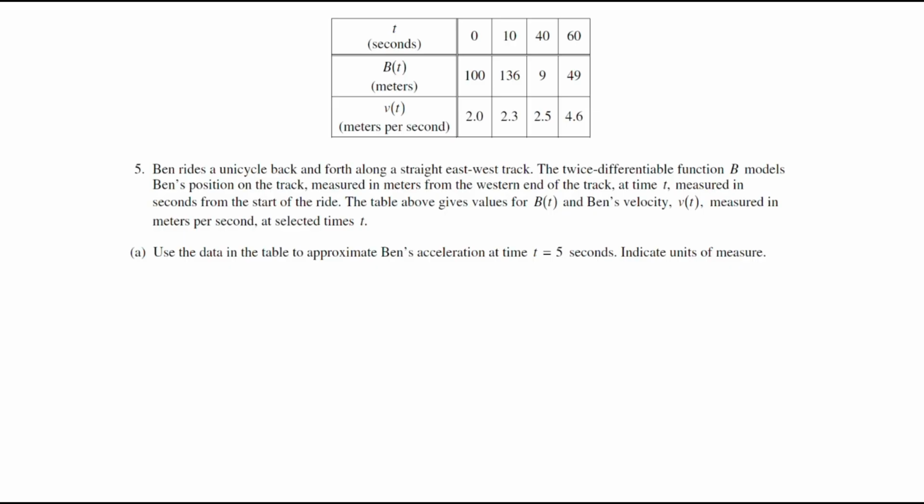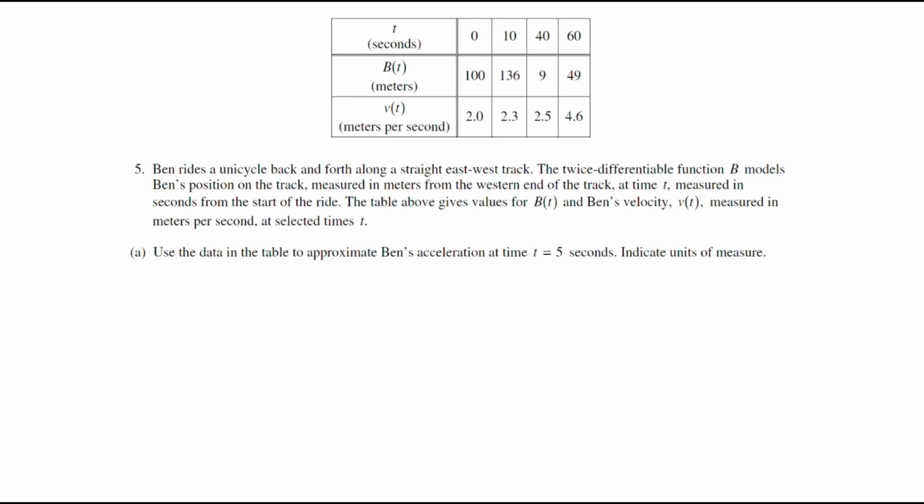All right, this is question number 5 from the 2011 Form B AP Calculus AB test. It's a motion question. We got this guy Ben who's riding his unicycle back and forth along a straight east-west track. And it tells us that B is a twice differentiable function. And we're given his position on the track, measured in meters from the western end. And then we're also given his velocity, v of t, in meters per second.